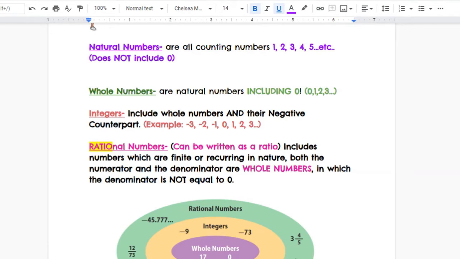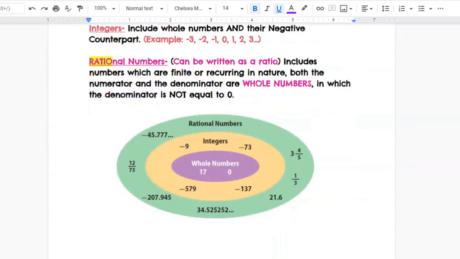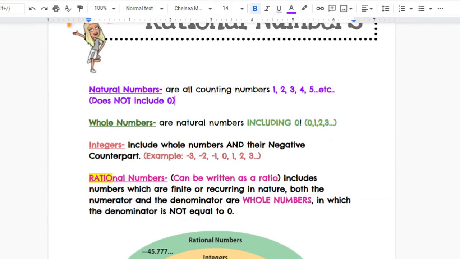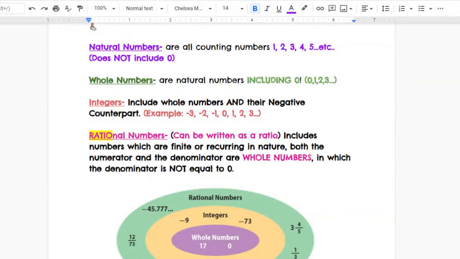Okay? Integers include whole numbers and their negative counterparts. So I just did a little short example, -3, -2, -1, 0, 1, 2, 3. And it could go far left forever, and it could go to the right of 0 forever. Then we have rational numbers. All three of these, natural numbers, whole numbers, integers, fall under this rational number umbrella. So I have this highlighted right here on purpose.